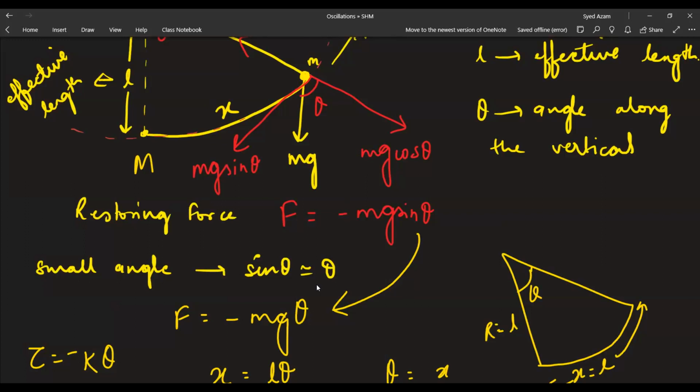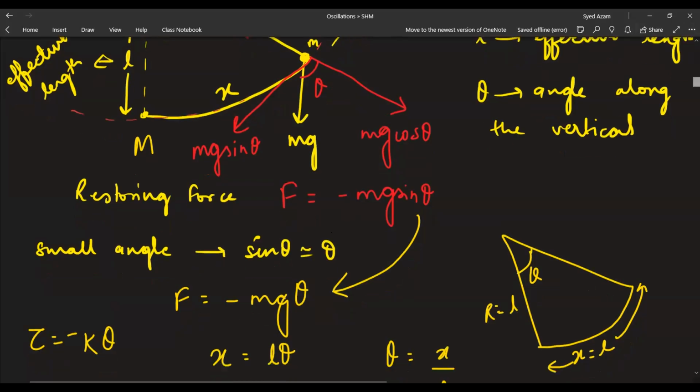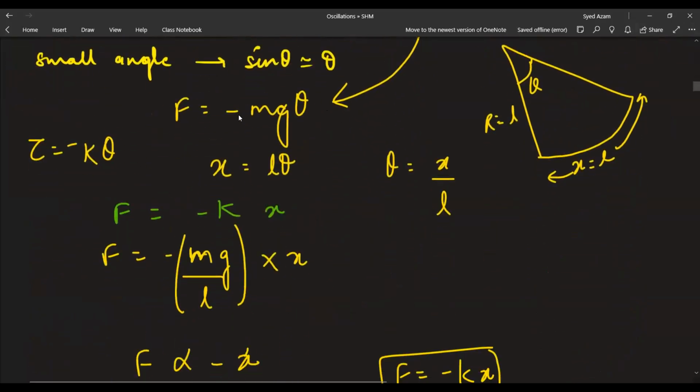Now, we know the angle will be very small. For a pendulum, how much amplitude will it produce? So the angle will be very small. So we can say sine theta is almost equal to theta, and instead of sine theta, we can write theta. Now forget torque. Torque is not very important here. Just remember, F is equal to minus mg theta. Now we replace theta by x by L using the arc length and radius relationship. When you put it here, can you see F is equal to minus some constant times x is coming?